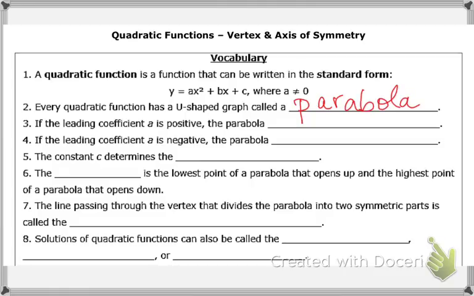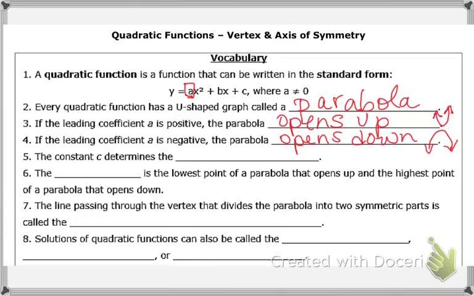If the leading coefficient a, so that is the coefficient of x squared, is positive, our parabola opens up. So it looks like this. If our leading coefficient a is negative, our parabola is going to open down. So it is going to look like this.